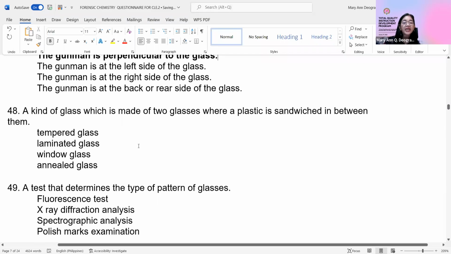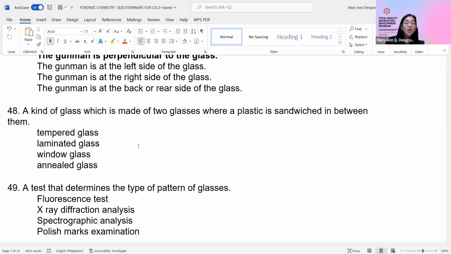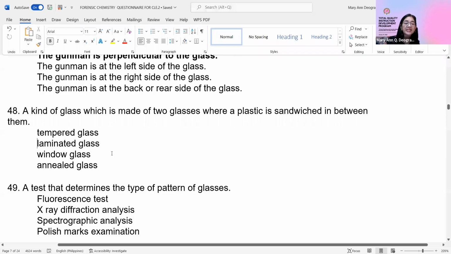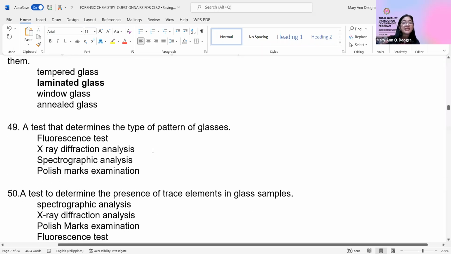All right, number 48. It is a kind of glass which is made of two glasses where a plastic is sandwiched in between them. Tempered, laminated, window, or annealed. That is in our automobiles. All right, so it's the laminated glass. What's the other term for laminated glass? This is the safety glass. Safety glass or laminated glass.